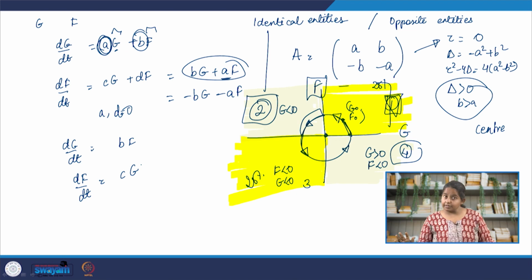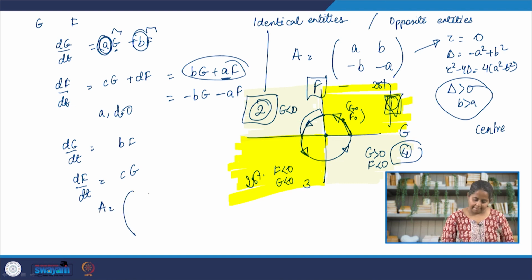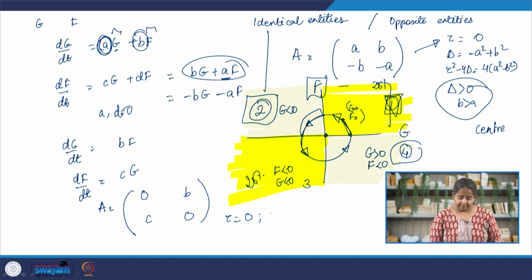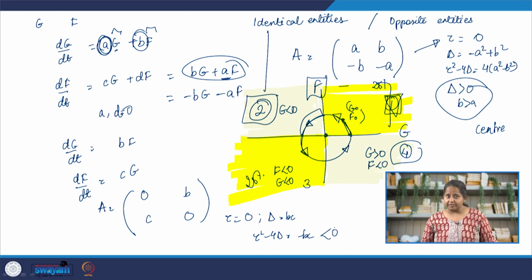So what happens in this case? Let's write a characteristic equation. In this case, we can very quickly find out tau is 0, delta is minus BC, and tau squared minus 4 delta is 4BC, which is less than 0. So we know that tau is 0, so again, we are on the x-axis. We know that delta is negative. So we are dealing with a saddle point.